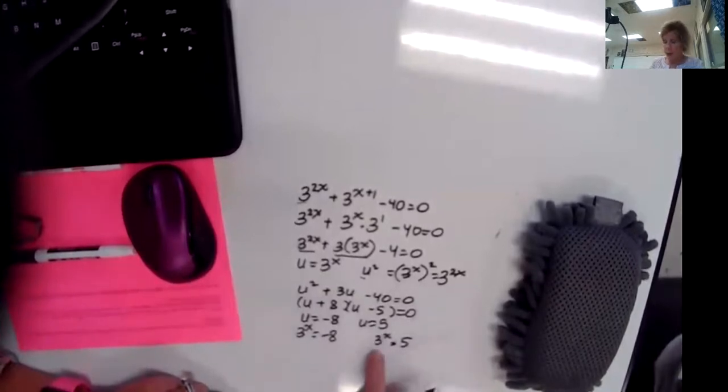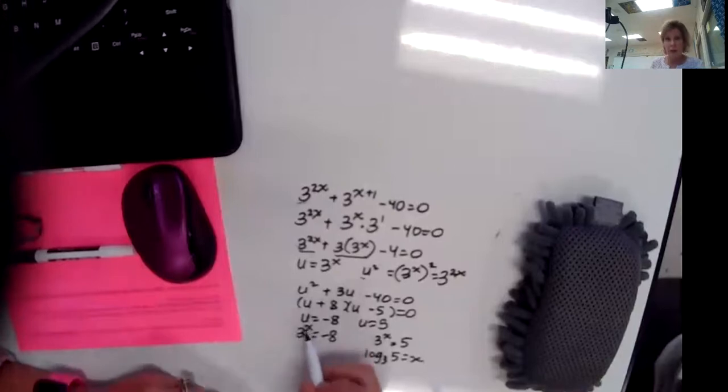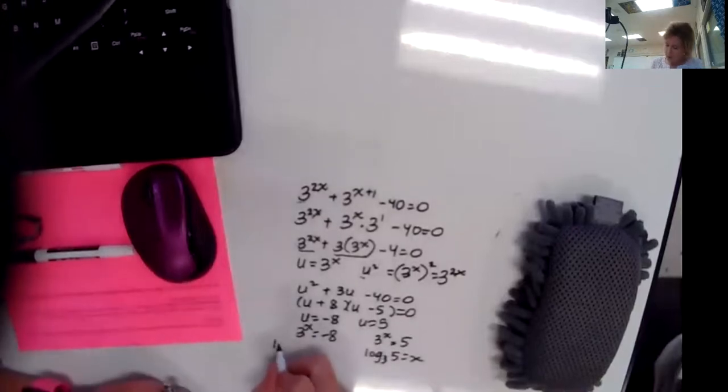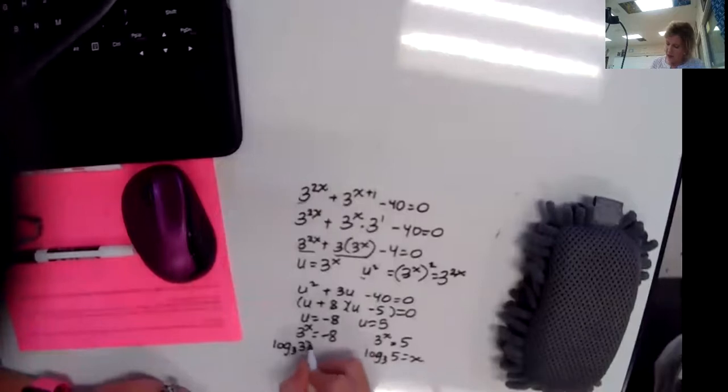Now here, remember, you can either rewrite this in logarithmic form. So it'd be log base 3 of 5 equals x. So I'm going to switch places. Similarly, I could rewrite this in logarithmic form, or I could take logs of both sides. The opposite of 3 to the is log base 3 of. So log base 3 of 3 to the x equals log base 3 of negative 8.